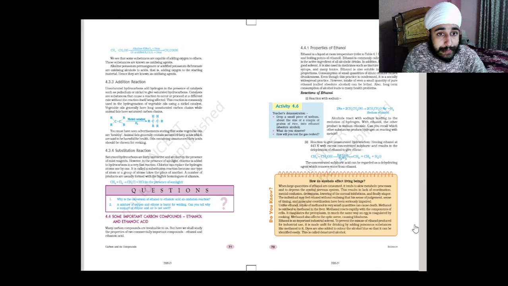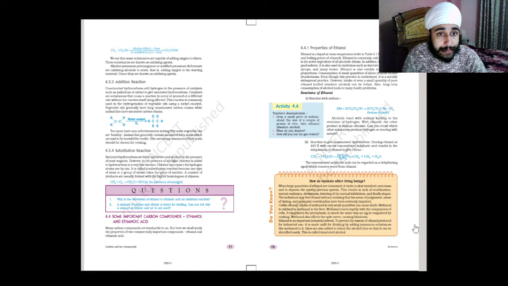Okay, so substitution reaction. What are substitution reactions? Now, saturated hydrocarbons have single bonds between the atoms of the carbon chain, which are fairly unreactive, inert in the presence of most reagents. However, in the presence of sunlight, chlorine is added to the hydrocarbon in a very fast reaction. Okay, so chlorine can replace the hydrogen atoms one by one. When completely done, it can substitute all of them.